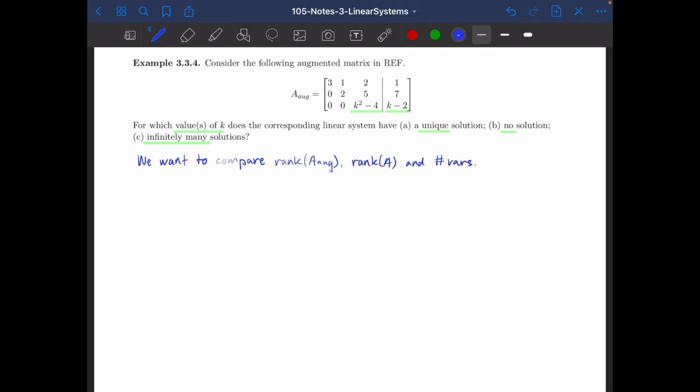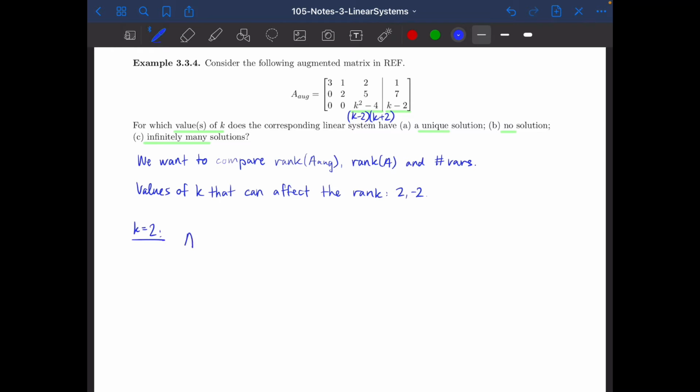Now, k squared minus 4, that's a difference of squares. We can write that as k minus 2 times k plus 2. And so the values of k that can affect the rank are 2 and minus 2. If k is equal to 2 or minus 2, then k squared minus 4 is equal to 0. And if k is equal to 2, k minus 2 is equal to 0. So let's look at those cases. What if k is equal to 2?